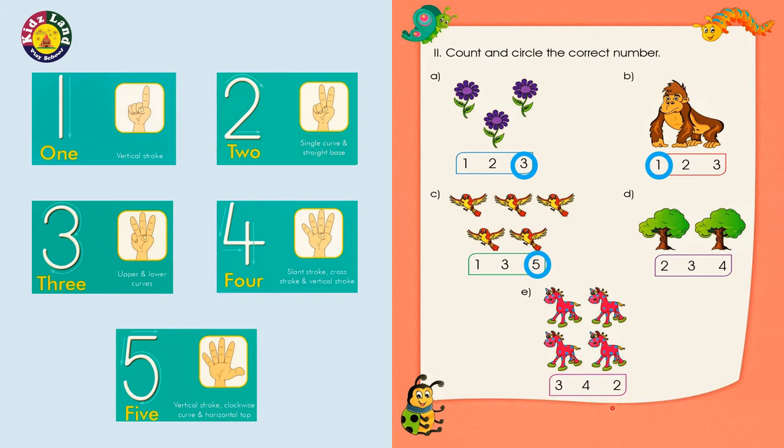Very good. Next is the tree question. How many trees are there? 1 tree, 2 trees. So simple. It's only 2 trees. So we are going to circle what number? Number 2. Next, how many giraffes are there here? They are 1 giraffe, 2 giraffes, 3 giraffes and 4 giraffes. So it's number 4 here. Circle number 4. See how simple it is.